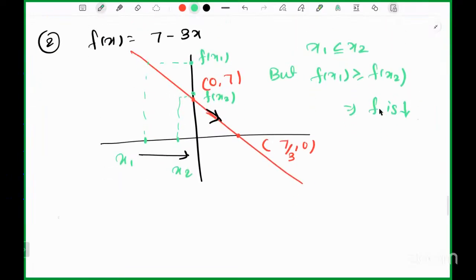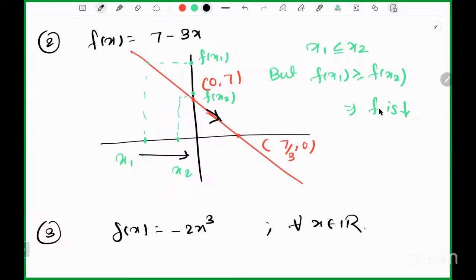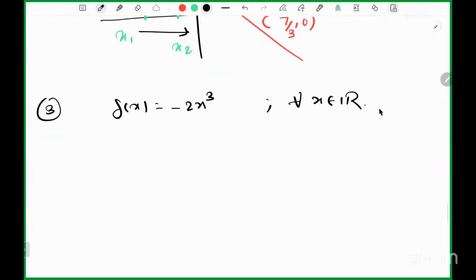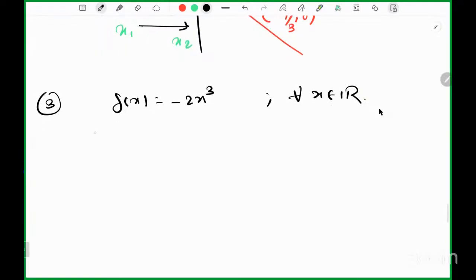Similarly, the third option is f of x equals minus 2x cubed, and this is also for all x belonging to the real numbers. So see, f of x equals minus 2 of x cubed. This is also a decreasing function because we can easily prove it.